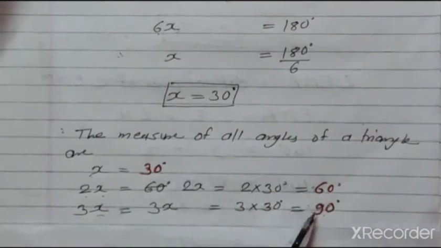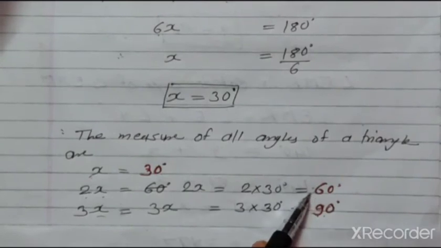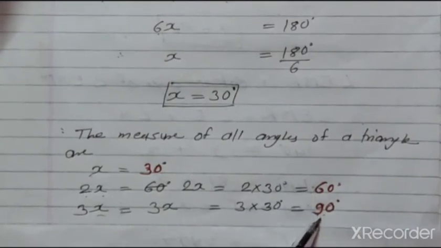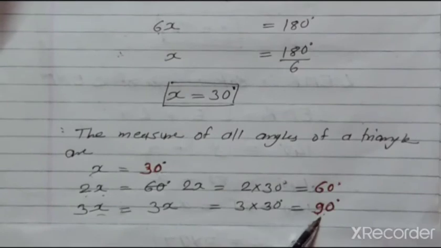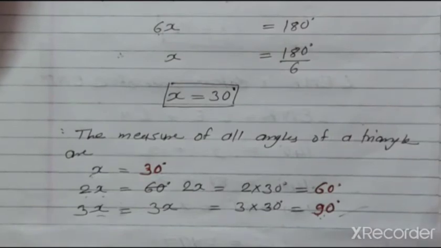Again add all these angles. So 30 plus 60 is equal to 90. 90 plus 90, we will get the summation 180. So our answer is right because the summation is 180.